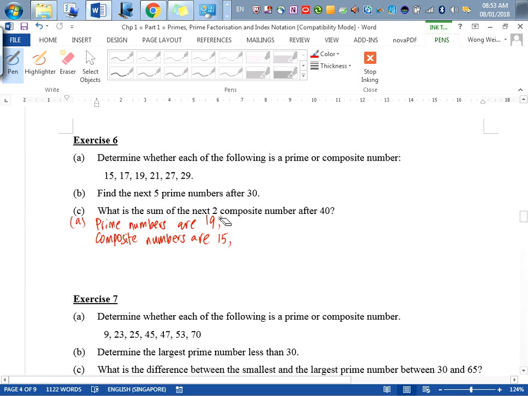I gave you the answer already. What about 19? Also a prime number. Then 21. Who is Rui Qi? What number is this, 21? Prime or composite? Very good. What about 27? Let's have Sheldon. 27. Prime or composite? I can't hear you. Yes, I'm talking about 27.